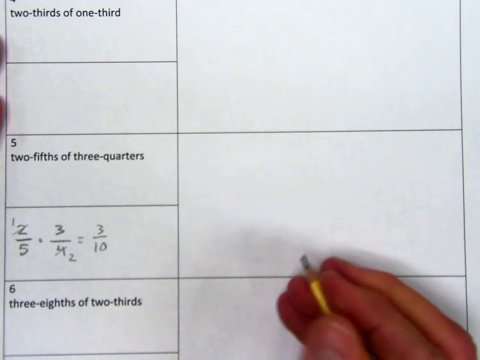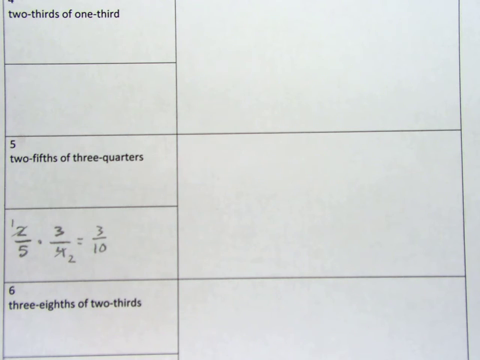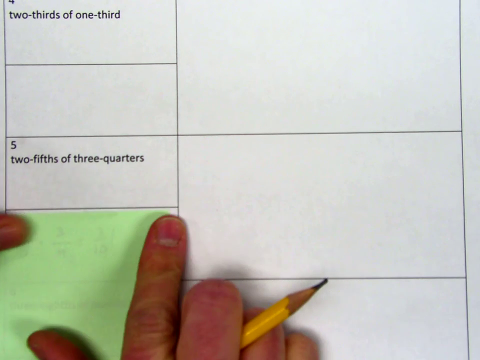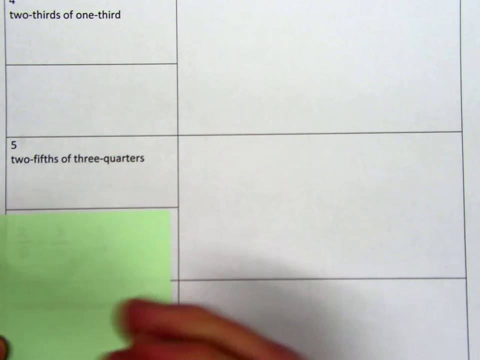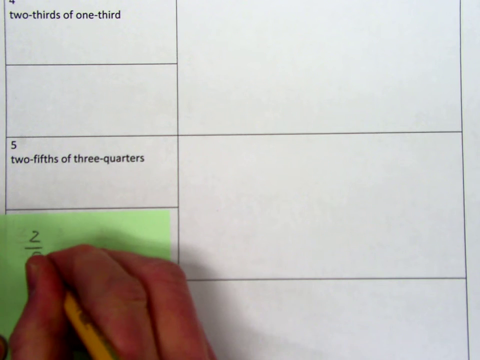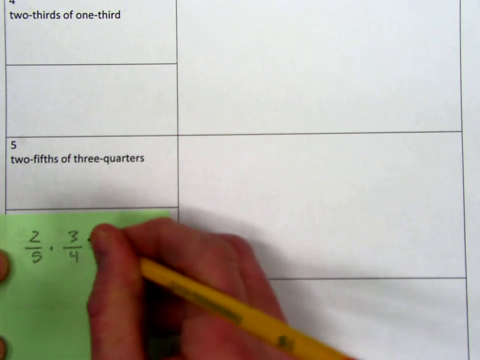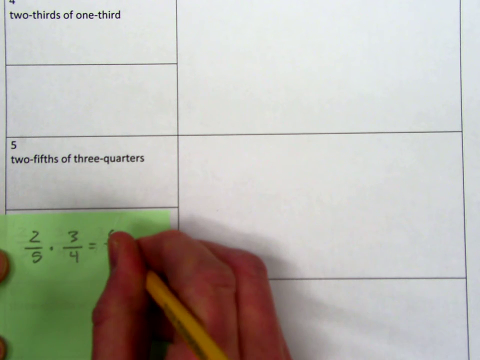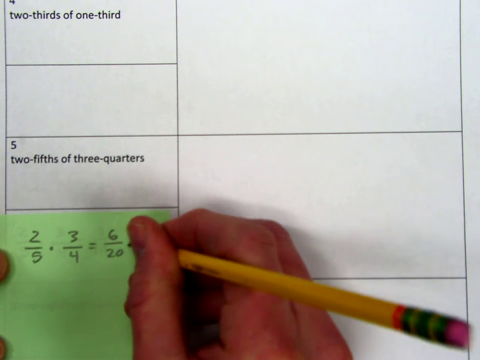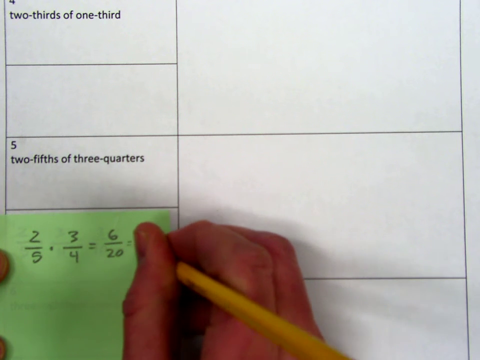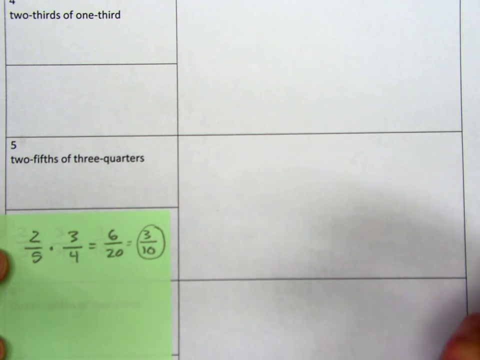If I was to share that another way, I'll just put a Post-it over the top of it. Say cross-canceling is something you're not familiar with, or your student was like, what? We haven't done that yet. 2/5 of 3/4. They might just multiply straight across the top and get 6/20, which could be reduced to the same thing, 3/10 again. So there's that same answer.